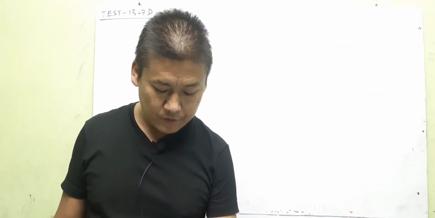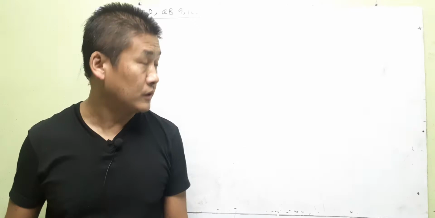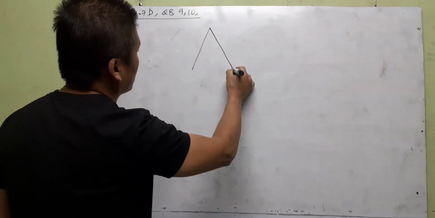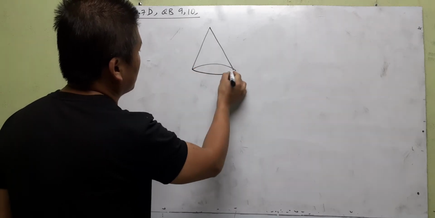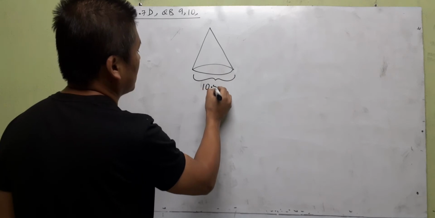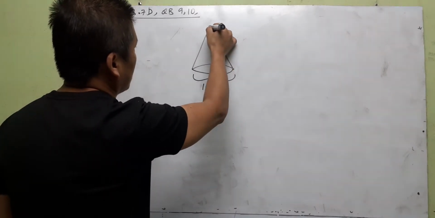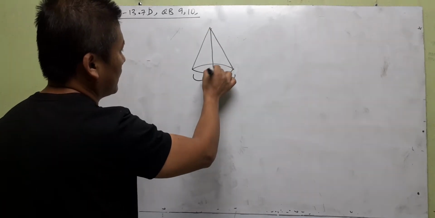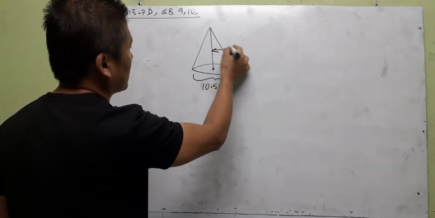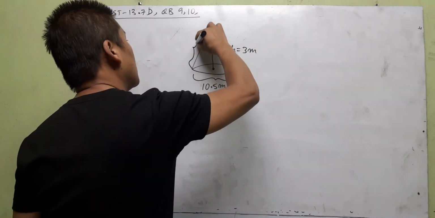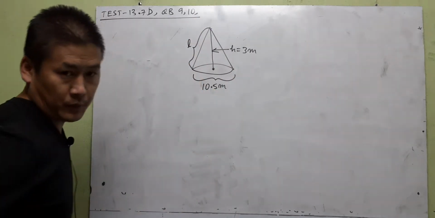A heap of wheat is in the form of a cone whose diameter is 10.5 meter and the height is 3 meter. So a conical heap, that atta maida powder, is in the form of a cone, like this, cone shape. And the diameter of this heap is 10.5 meter. The height means from here to here, vertex joining to the center of the circular base here, that is 3 meter.